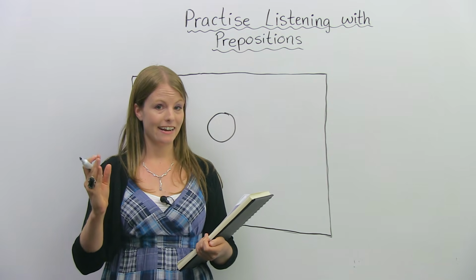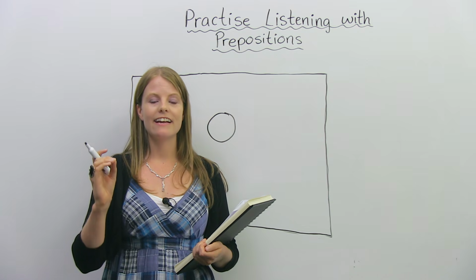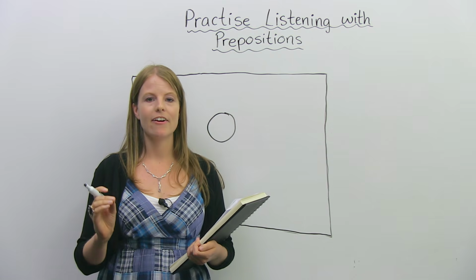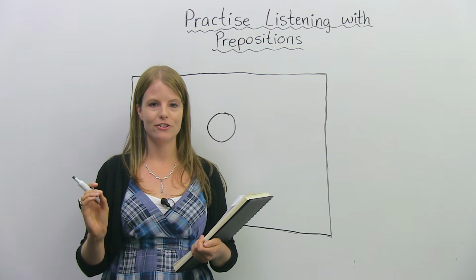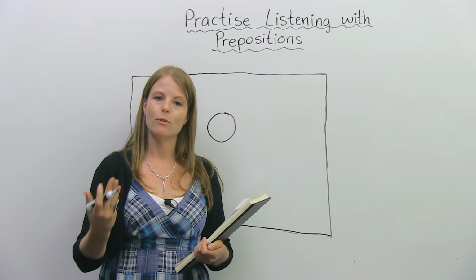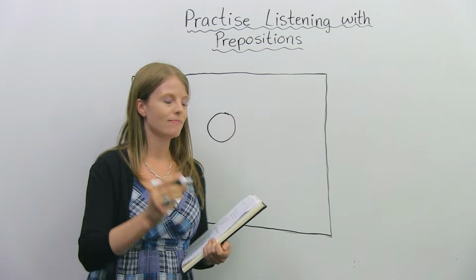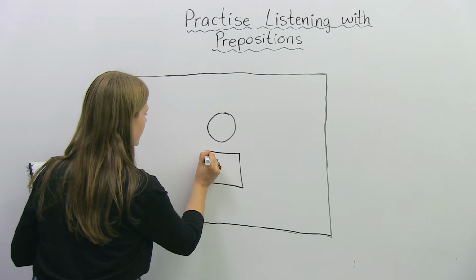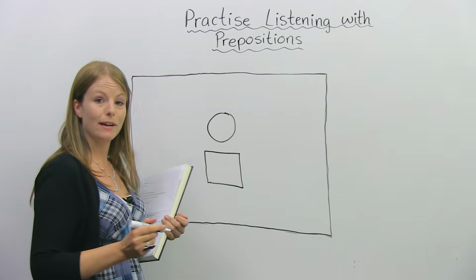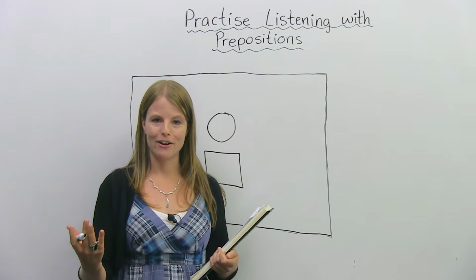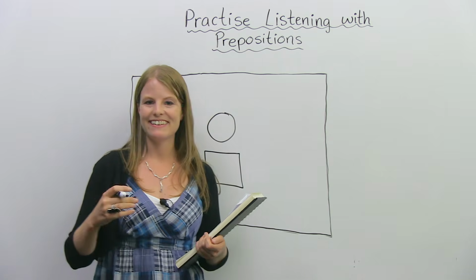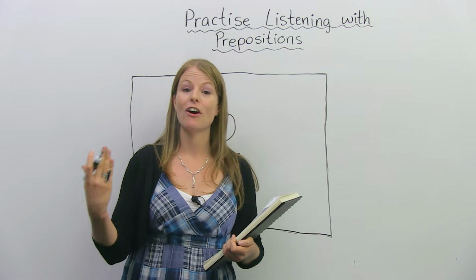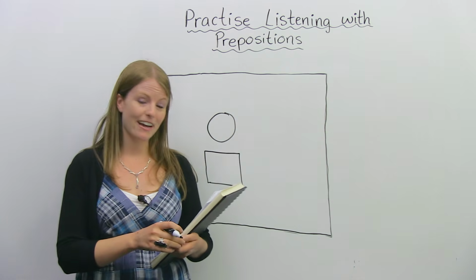Now imagine if next I say, there is a square under the circle. There is a square under the circle. What would you do? Well, you take your pencil and you would draw a square. And it's okay if you're not a good artist. Maybe your square kind of looks not so nice, but that's okay. This is a listening activity, not an art activity. Okay, so let's get started.